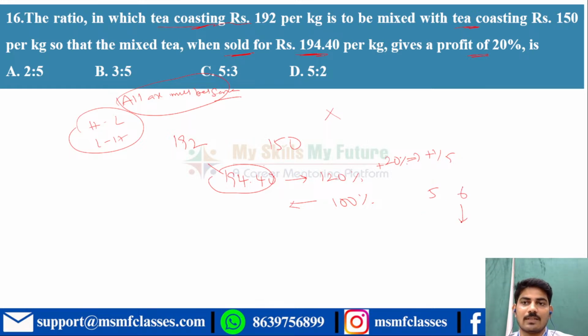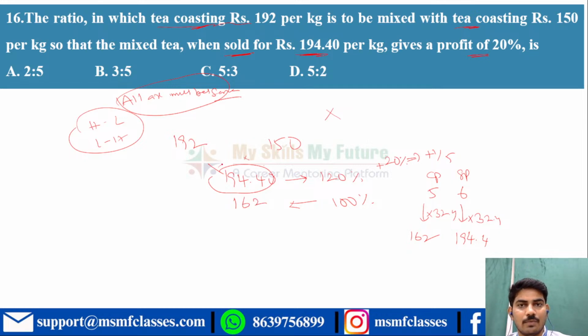So this 6 parts value gave, so this was the cost price and this was the selling price. Why? Because I am taking all the cost prices only, since it was given in the answers as a cost price only. So the 6 parts value is 194.4, which means one part will be 32.4. So 5 into 32.4 will be 162. So here the cost price was 162.